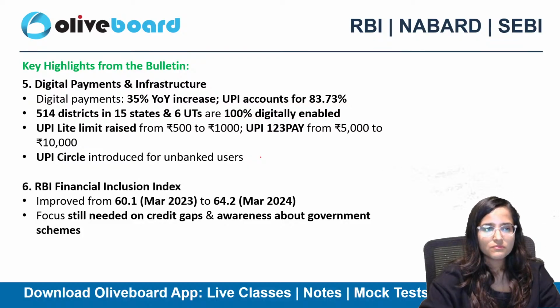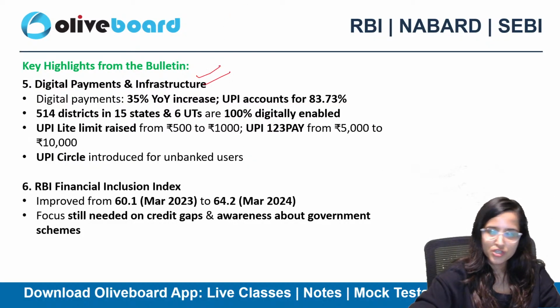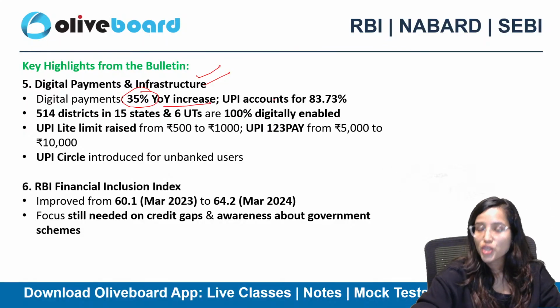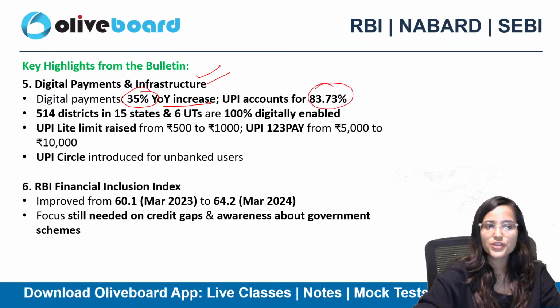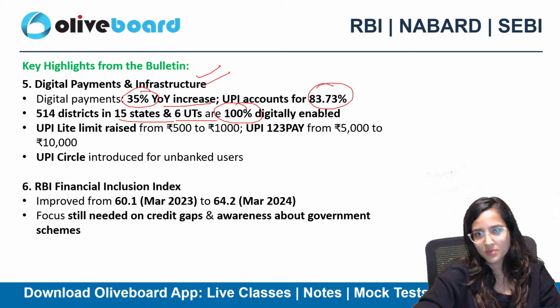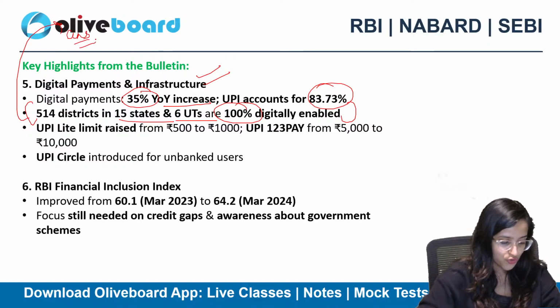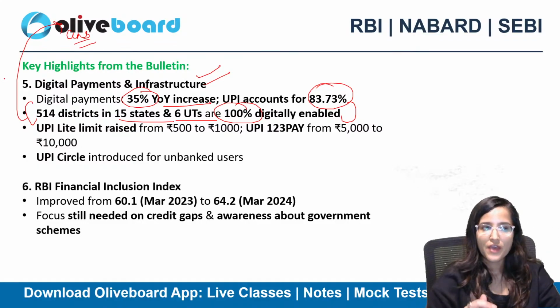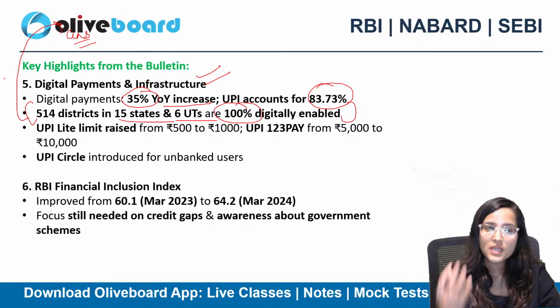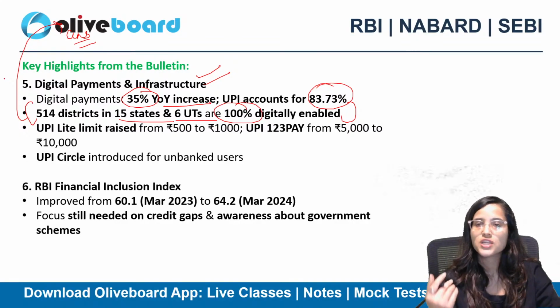Okay. For digital payments and infrastructure, digital payments have seen a 35% year-on-year increase. UPI payments account for 83.73%. 514 districts in 15 states and 6 UTs are 100% digitally enabled. So these kinds of statements can be utilized in your answers. You should write them in a separate notebook. That 514 districts in 15 states and 6 UTs are 100% digitally enabled.